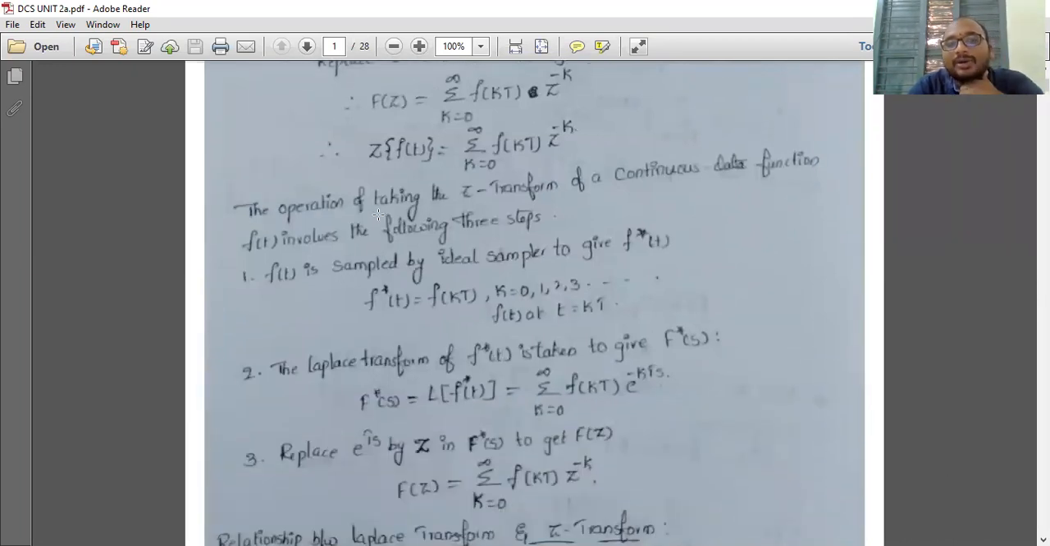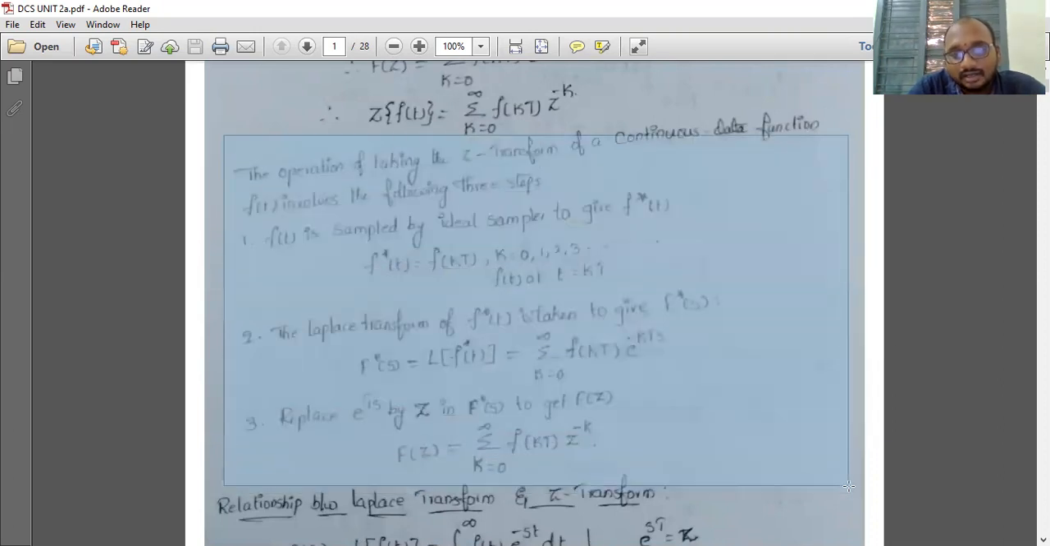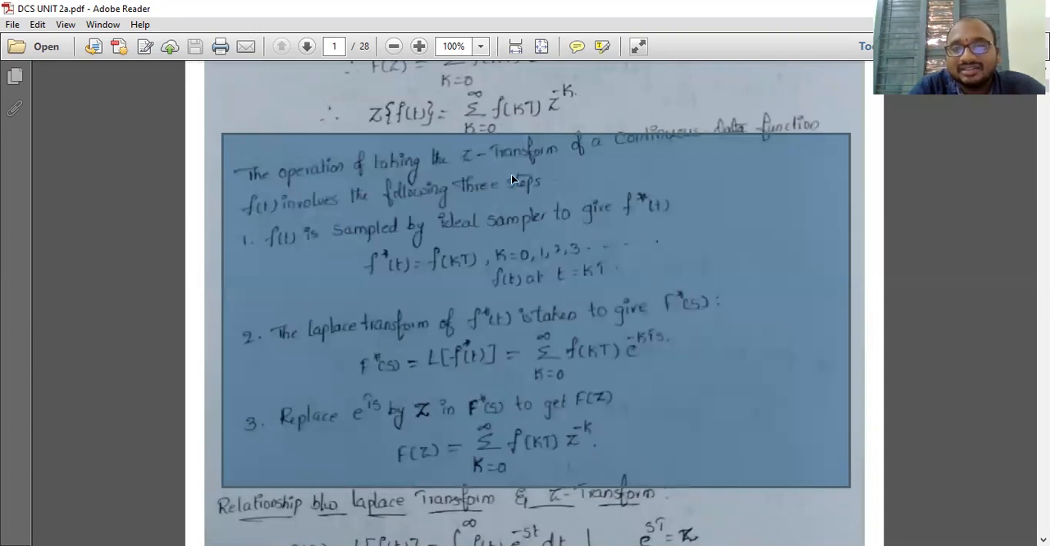Next, the operation of taking the z transform of a continuous data function f of t involves the following steps. These three are the steps which are involved to determine the z transform of any continuous time varying function. Step 1: f of t is sampled by an ideal sampler to get f star of t. First you have to apply the sampling process on the continuous time varying signal to get f star of t. So f star of t is equal to f of kt, k is equal to 0 to infinity.